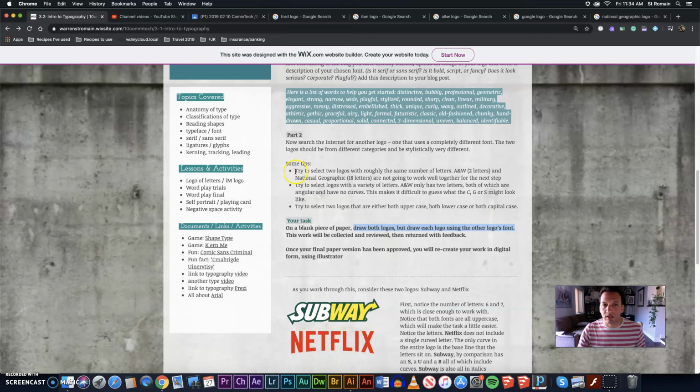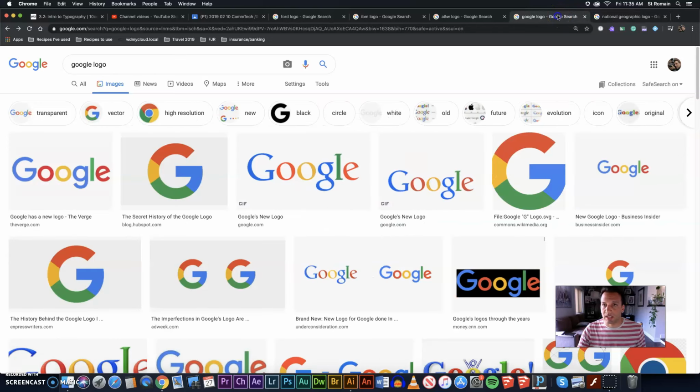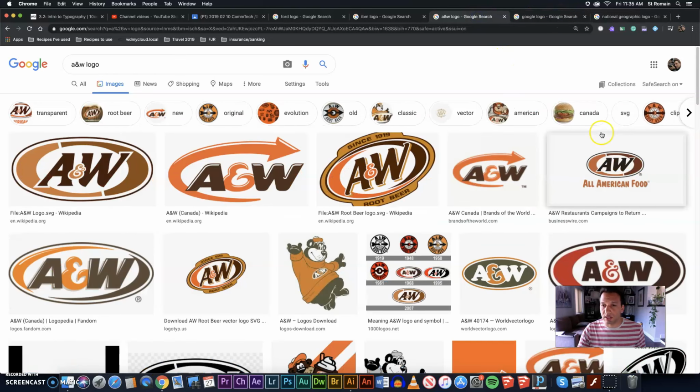Here are some tips. Try to select logos with roughly the same number of letters. A&W, which is 2 letters, and National Geographic, which is 18 letters, are not going to work well together because there's not enough to draw from. That's not going to be a good match. Maybe H&M would be a better choice to match with A&W.